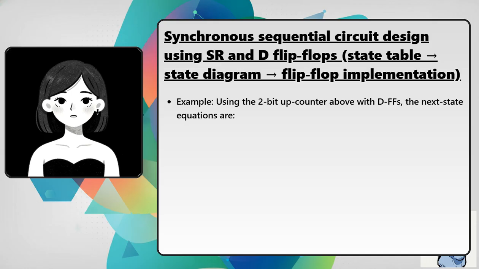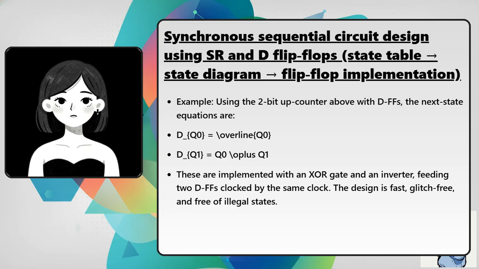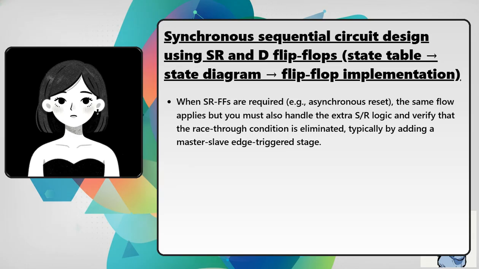The next state equations are D_Q0 equals not Q0, and D_Q1 equals Q0 exclusive-or Q1. These are implemented with an XOR gate and an inverter, feeding 2 D flip-flops clocked by the same clock. The design is fast, glitch-free, and free of illegal states. When SR flip-flops are required, for example with asynchronous reset, the same flow applies, but you must also handle the extra SR logic and verify that the race-through condition is eliminated, typically by adding a master-slave edge-triggered stage.